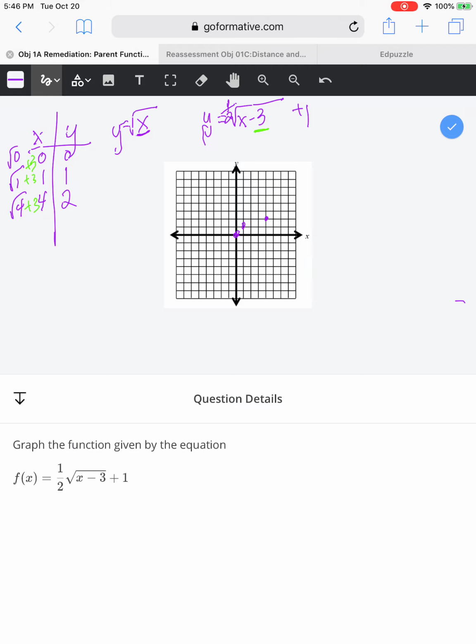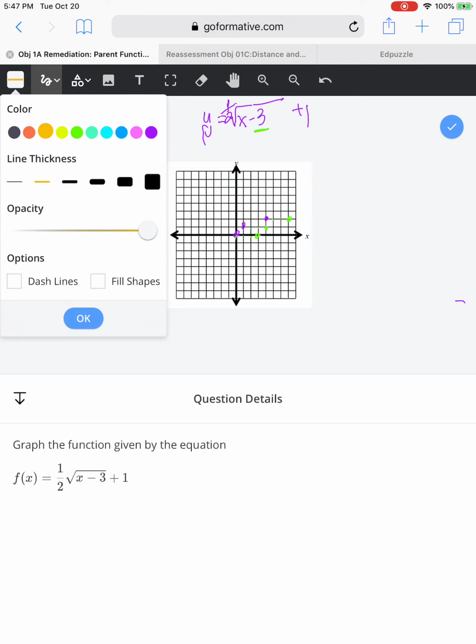First thing, I move every point to the right 3 spaces. So that's the same thing here. So this is 3, 4, and 7, 0, 1, and 2. My y values didn't change. Again, I'm moving this point to the right: 1, 2, 3. 1, 2, 3. 1, 2, 3. Okay, so that's the first thing.